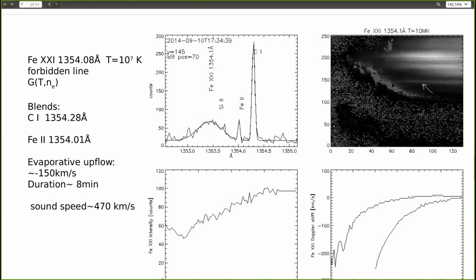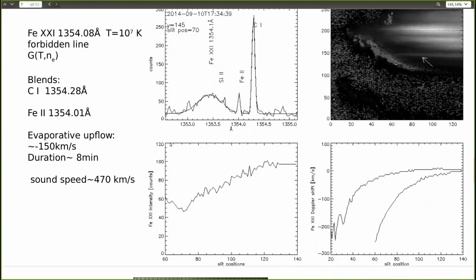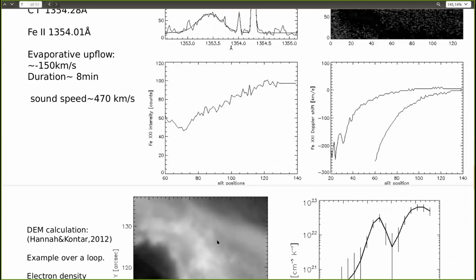Here you have the intensity, and here you have these loops that I showed you before that are crossing the slit, but this one here must be very close to the foot point. So it is an interesting candidate for a study. And here you have 5 minutes. Here you have the Doppler shift as a function of time. So you have the evolution of the evaporation flows in a few minutes.